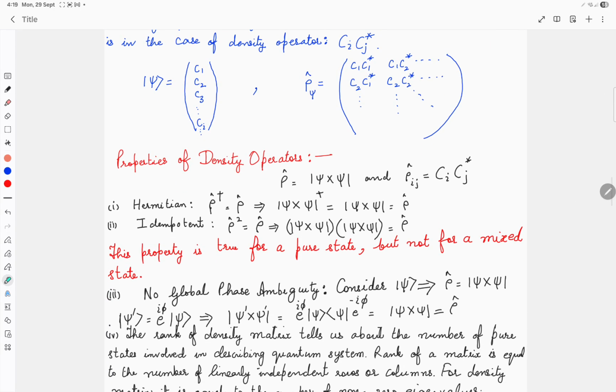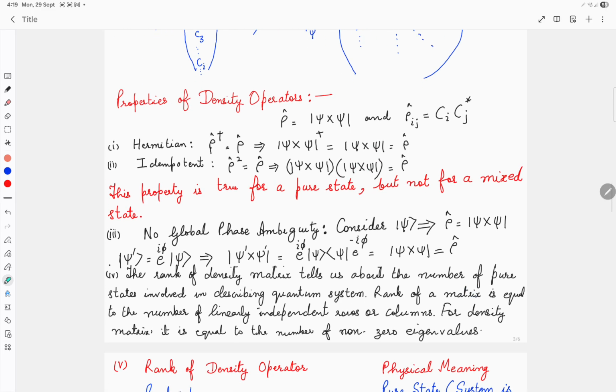Now the density operator has certain properties. Only then will the operator qualify as a density operator. What are the properties? First, it has to be Hermitian. That means the adjoint of the density operator should be the operator itself. This is easily proved: you take the outer product, take its adjoint, which will be equal to the operator itself. Second, the density operator has to be idempotent, meaning the square of the density operator is the operator itself. That can be easily proven. This property is true for a pure state, but we cannot prove this idempotent property for a mixed state.